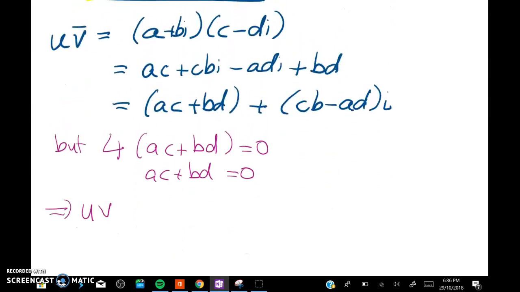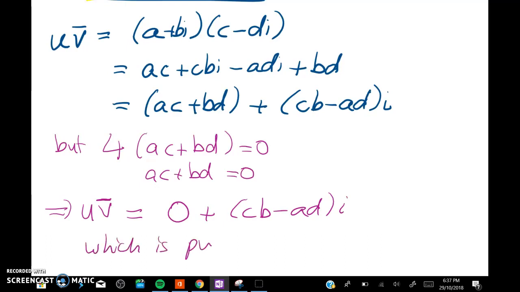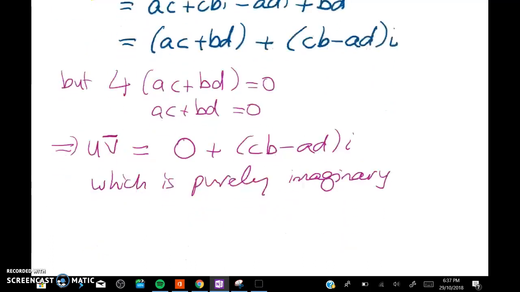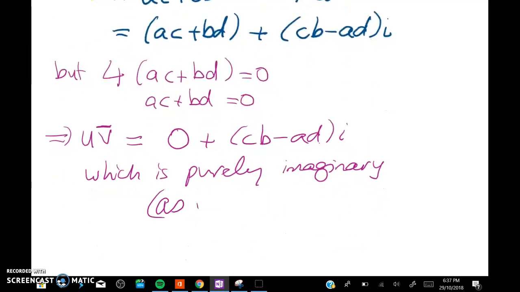So u v bar, okay, sorry for the interruption, u v bar is equal to 0 plus cb minus ad i, which is purely imaginary, as required. Okay, so we're done.